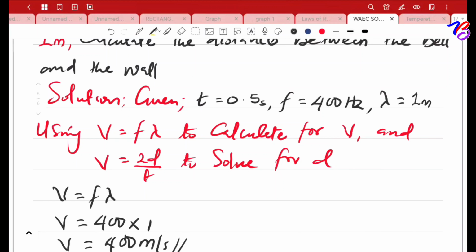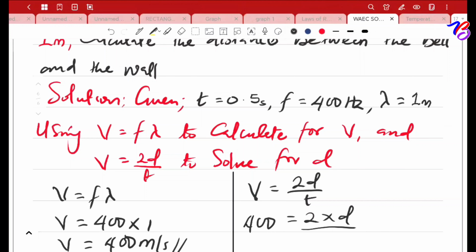Are you following? So that we can substitute this into V is equal to 2D over T. Are you here? So let's do that now. V is equal to 2D over T, so that 400 is equal to 2D over our time, which is 0.5 seconds, so that we cross multiply. Then we have 400 multiplied by 0.5 is equal to 2D.